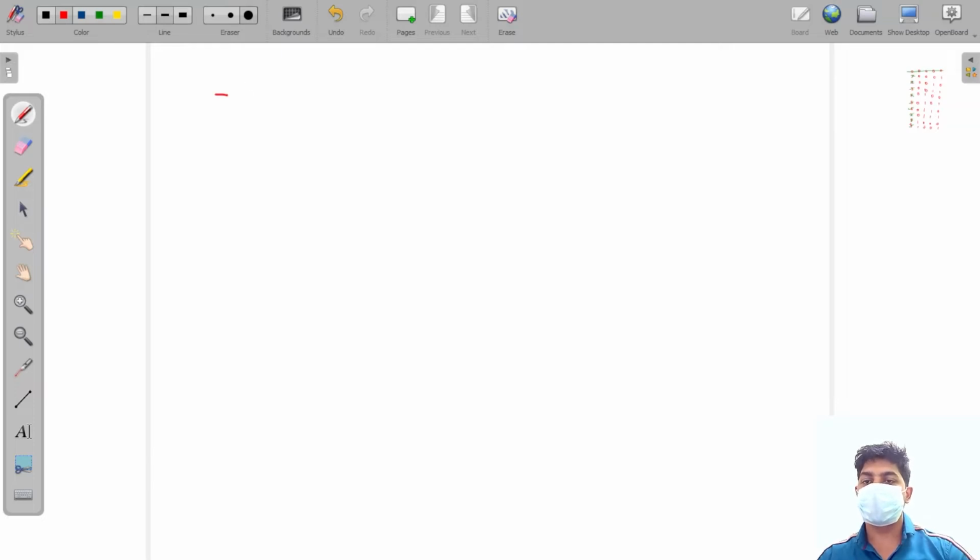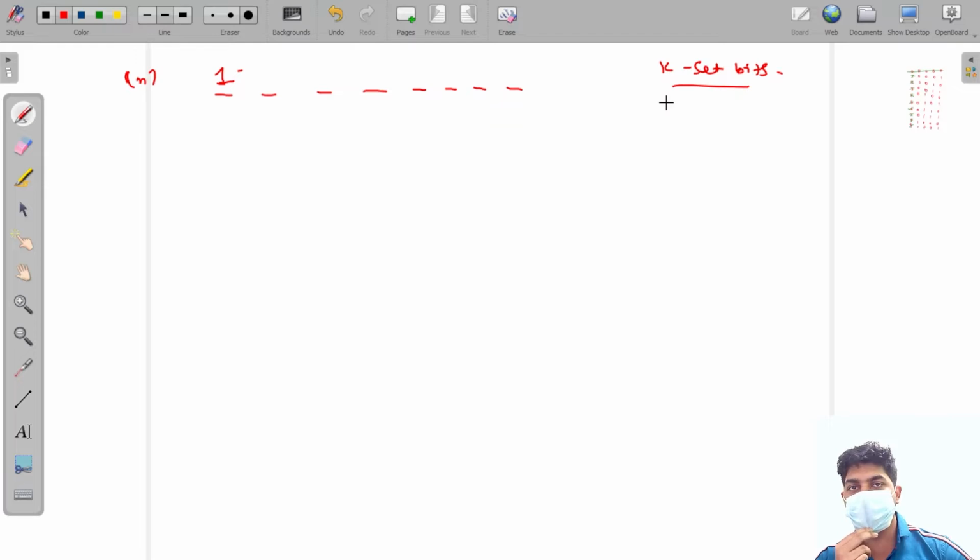Let's suppose we are given a number something like this. There are k set bits in this number. Originally a 1 is present at this particular position. Now we want numbers which are smaller than n. According to our problem, we want numbers which are smaller than n but have the same number of set bits, that is k, which is 1 only.